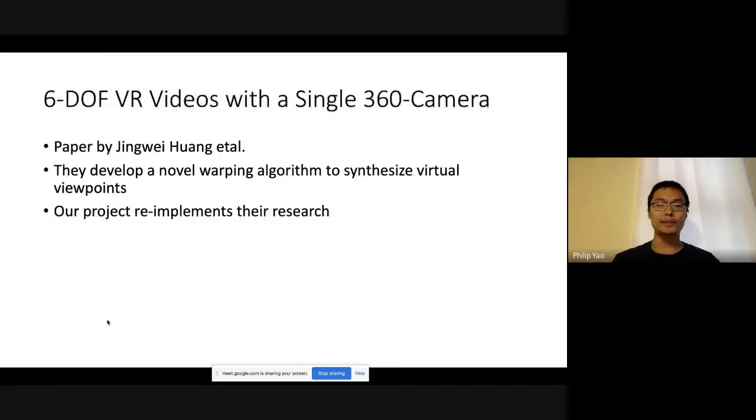However, the work that we are basing ourselves off of is 6 degree of freedom VR videos with a single 360-degree camera, a paper by Jingwei Huang et al. They developed a novel warping algorithm to synthesize virtual viewpoints. Our project re-implements their research.